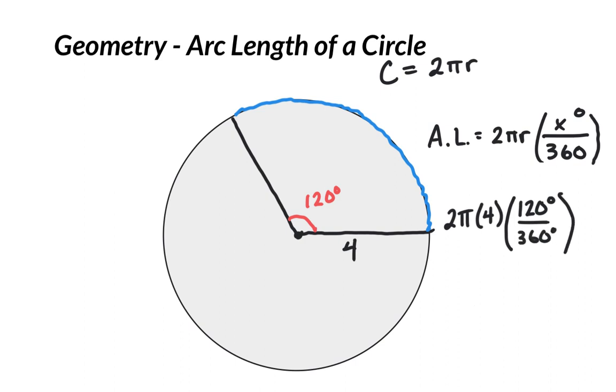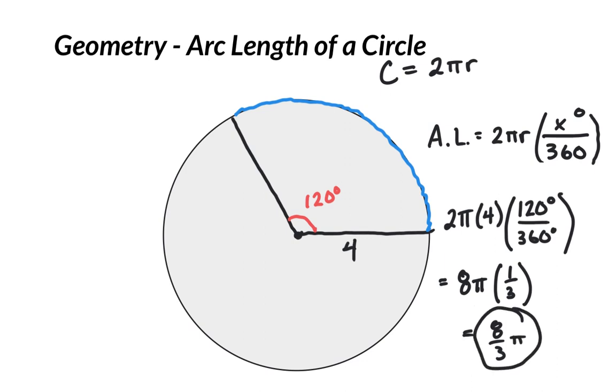Well, let me do what I did last time. 2 times pi times 4 is 8 pi. And 120 over 360 reduces to 1/3. So 8 times 1/3 is 8/3. I would just leave it as 8/3 pi. You could certainly just type it into your calculator, even all the way back here. Just write 2 times pi times 4 times 120 divided by 360, and you'll get an answer.